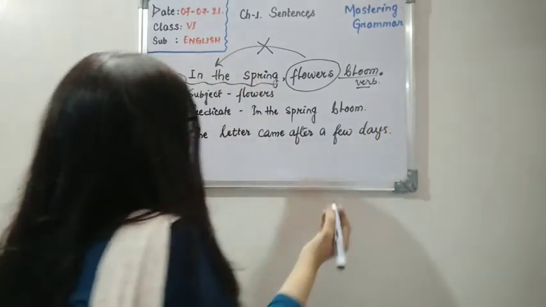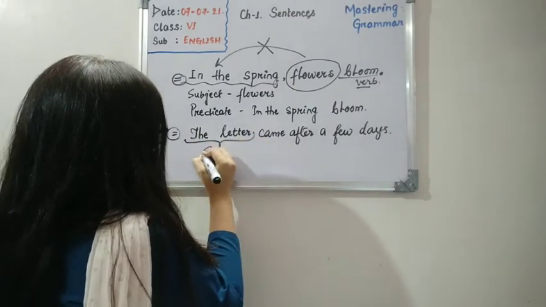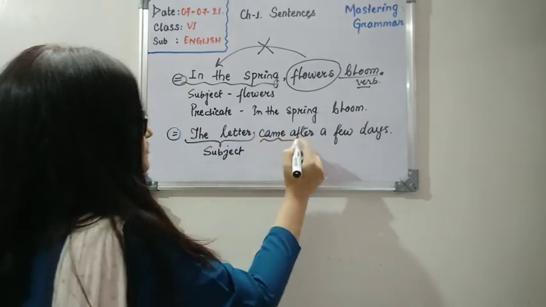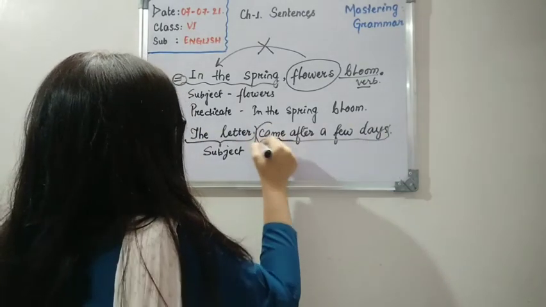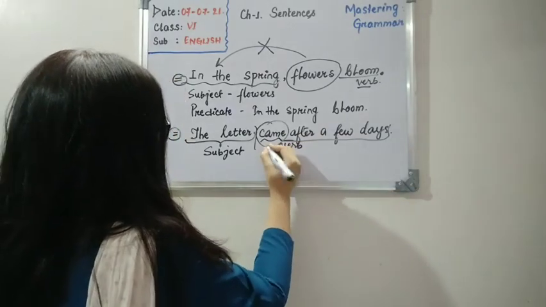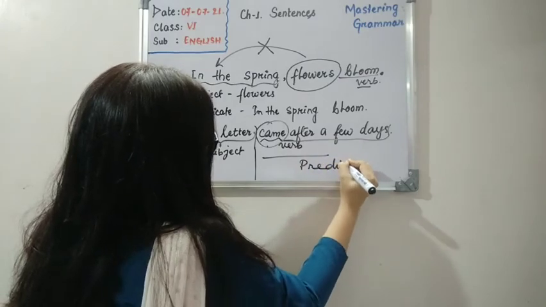This one, children, you can see the subject is right in the front. We are talking about the letter. So the subject is the letter, and what is being said about the subject? That it came after. Came is a verb. So this is a verb. This came after a few days. So this is the verb. So this part will be the predicate. Okay, children.